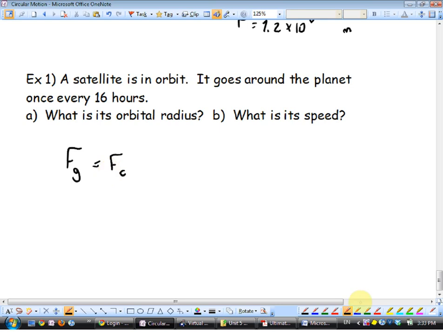Gravity is always big G, big M, little m over R squared. F_C depends, don't forget to write the M.